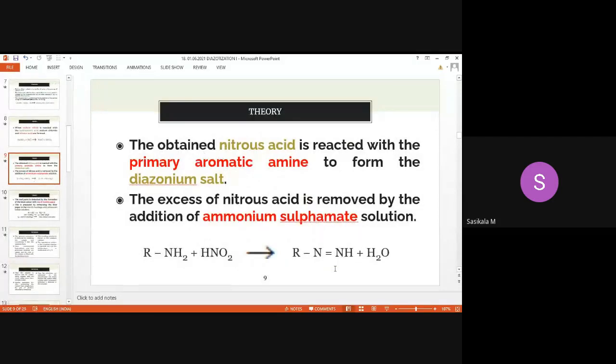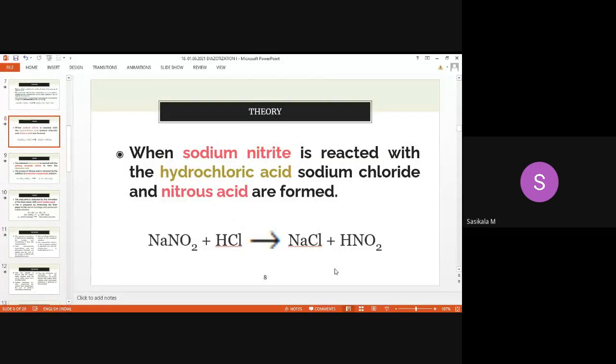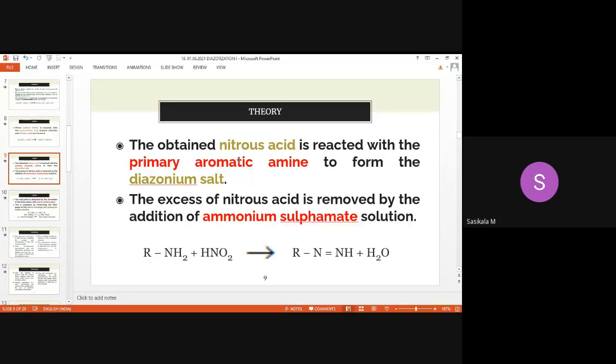diazotization titration. So what have we discussed? The first reaction is what? Sodium nitrite is added to the solution of amine in the acidic medium. When it is added, sodium nitrite will immediately react with hydrochloric acid and form nitrous acid. So this is the first reaction. And this nitrous acid reacts with the analyte, the primary aromatic amine, and gives diazonium salt. And the excess of nitrous acid will be removed by ammonium sulfate.